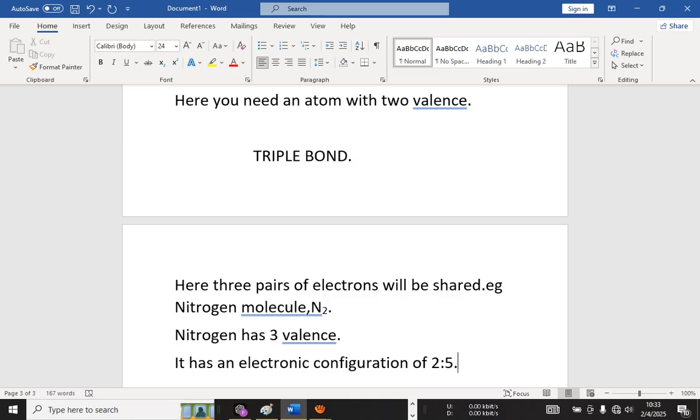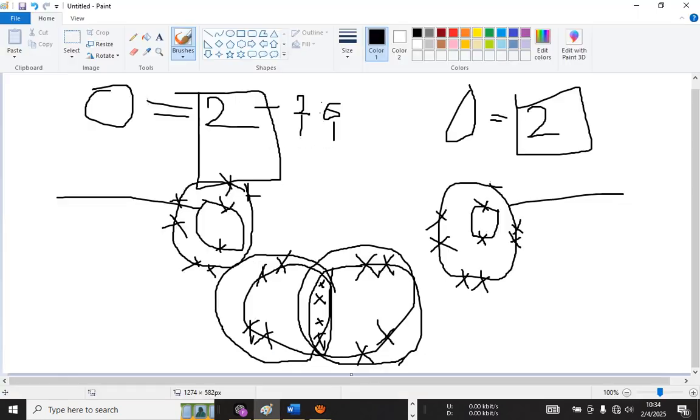So nitrogen has 3 valence, but remember we are dealing with 2 nitrogen atoms. This N2 you are seeing means 2 nitrogen atoms. So nitrogen is also an atomic element. As I told you, the atomic elements are those that cannot exist on their own, but they exist in the form of a molecule. A molecule is a group of 2 atoms. So let us understand very well also the triple bond.